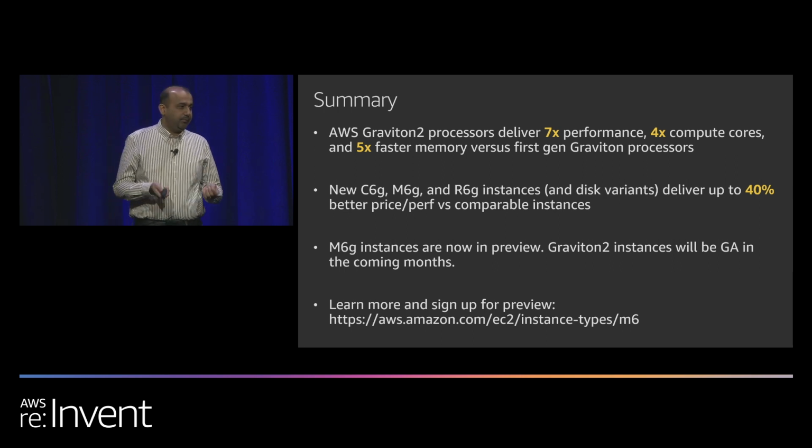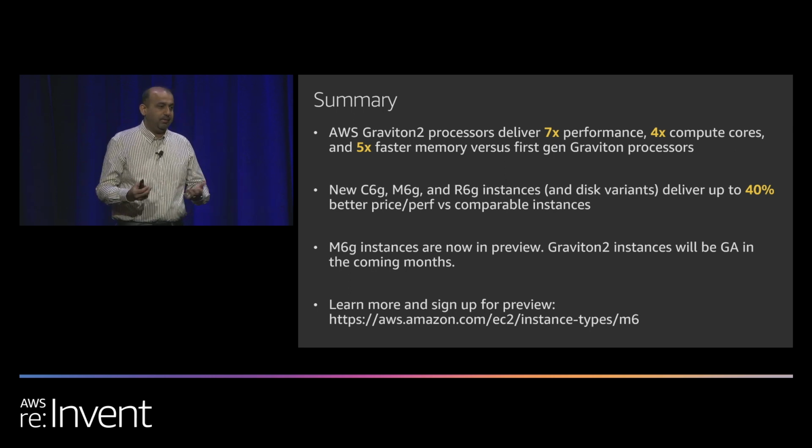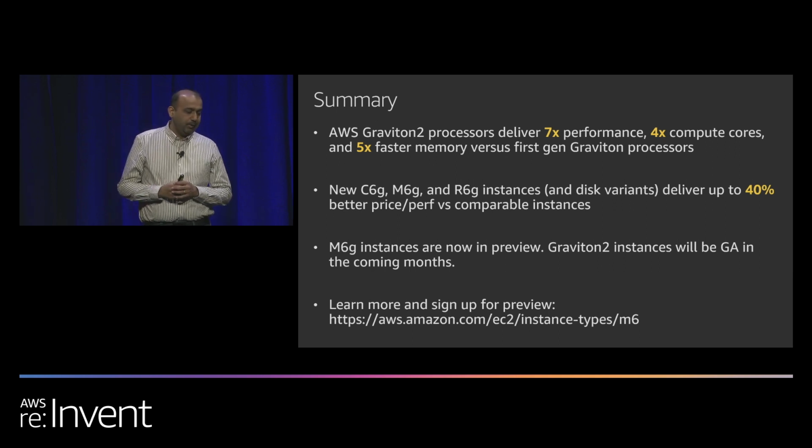So if you go to the M6G webpage, there is a sign-up form, just a few simple questions that you can answer and put your request in. And it gets routed to us. We'll take a look at it and provide you access. So there's a link over there where you can learn more and also request access to the preview.